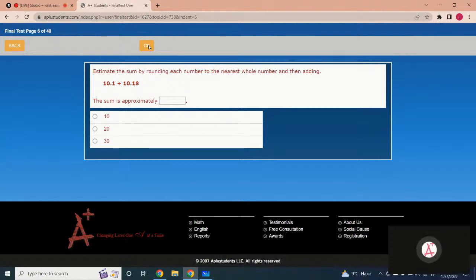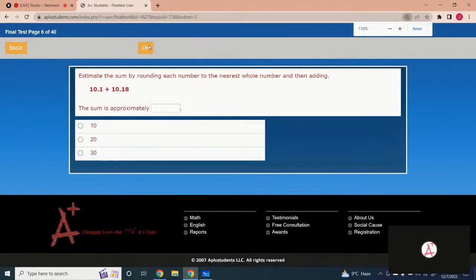Estimate the sum by rounding each number to the nearest whole number and adding 10.1 and 10.18. So you first round off the numbers and then add. So which is the correct option? The correct option is 20. Got it? So just select the correct option and click on the OK button.